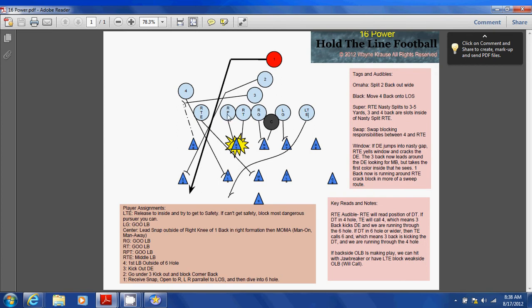The right power tackle in this case checks his gap. There is a D tackle in his gap. Therefore, right power tackle blocks him.